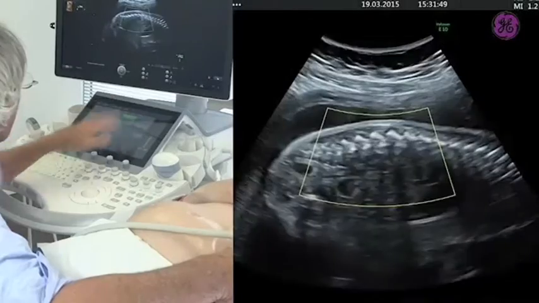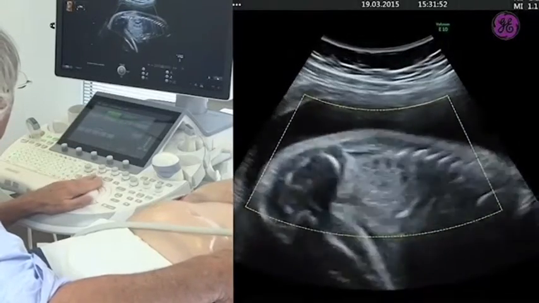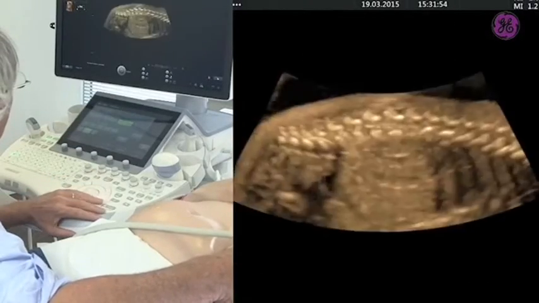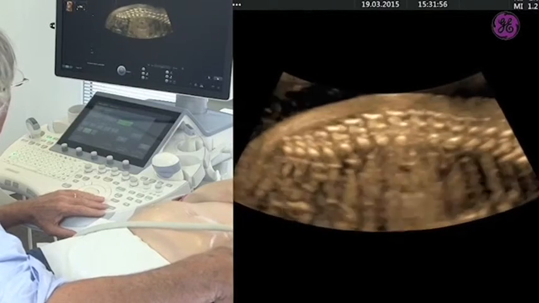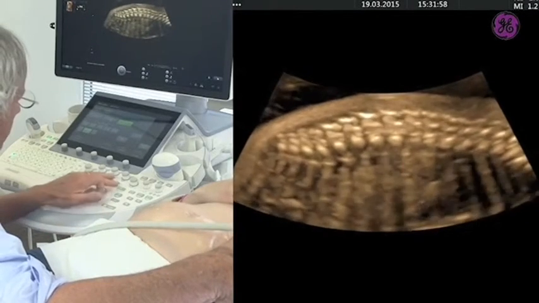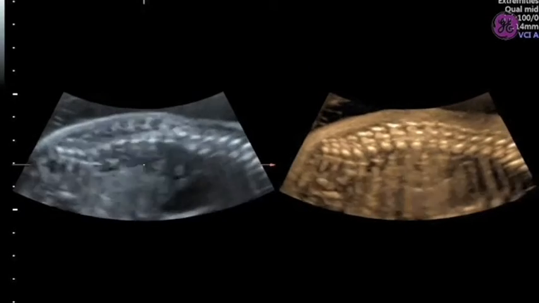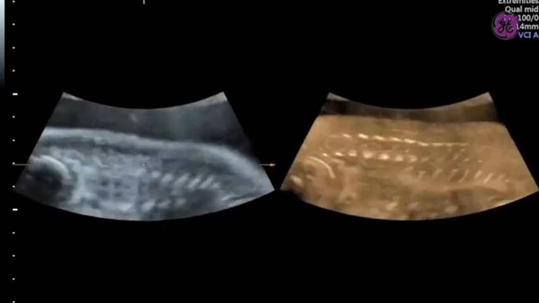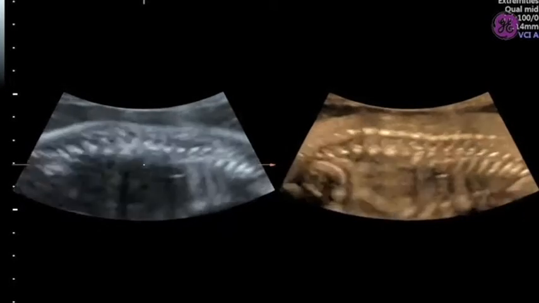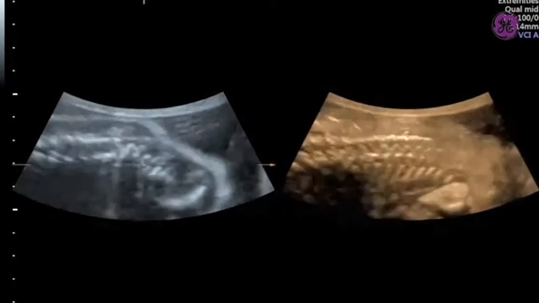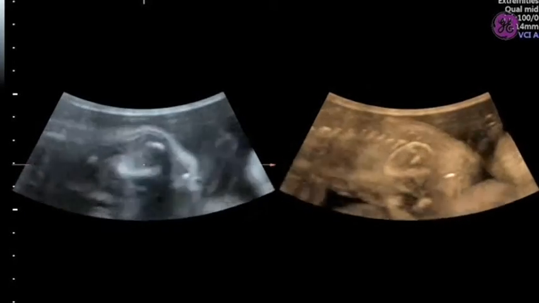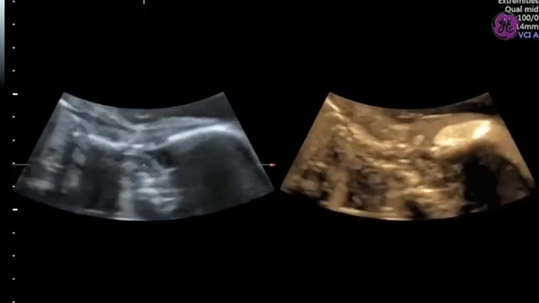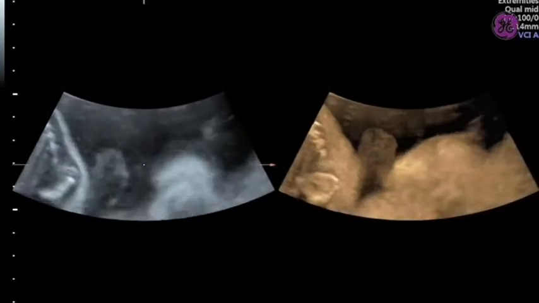Now, again, the use of the VCI A-plane, but I will use it now with a maximum mode, and I choose a thickness between 10 to 15 millimeter. And this is really helpful for the examination of the skeleton. You can see on the left the standard 2D picture, and on the right the VCI A-plane with a maximum mode.